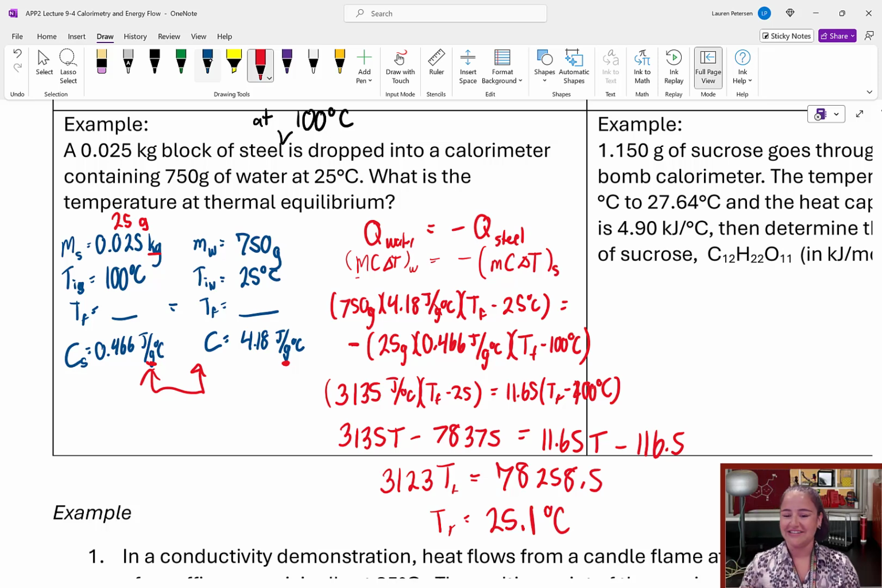Okay, so that little steel block only raised the temperature by about 1 degree Celsius. Okay, 25.1. Very small change, which makes sense. It's hard to change the temperature of water. It has a high specific heat capacity. We had over 30 times as much water as we did metal. We're going to get that small change. Okay, cool. Let's go ahead and look at a bomb calorimetry example problem.